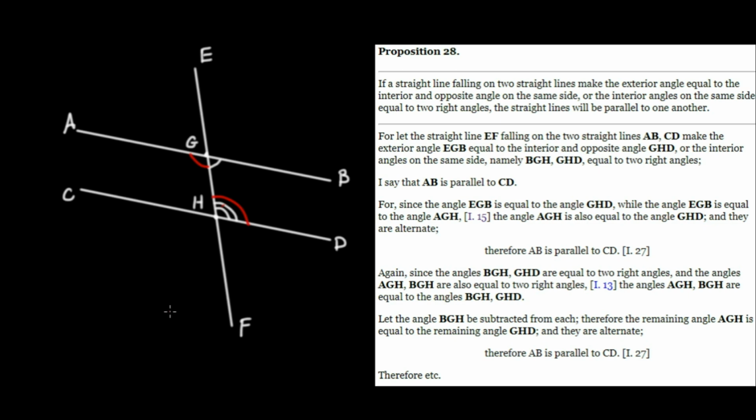And similar to proposition 27, the previous one, this proposition neither explicitly uses the fifth postulate, the parallel postulate, nor does it depend upon another proposition which uses the fifth postulate. So this proposition, just like the previous, is independent of the parallel postulate. So its negation has no bearing upon this proposition or the previous.